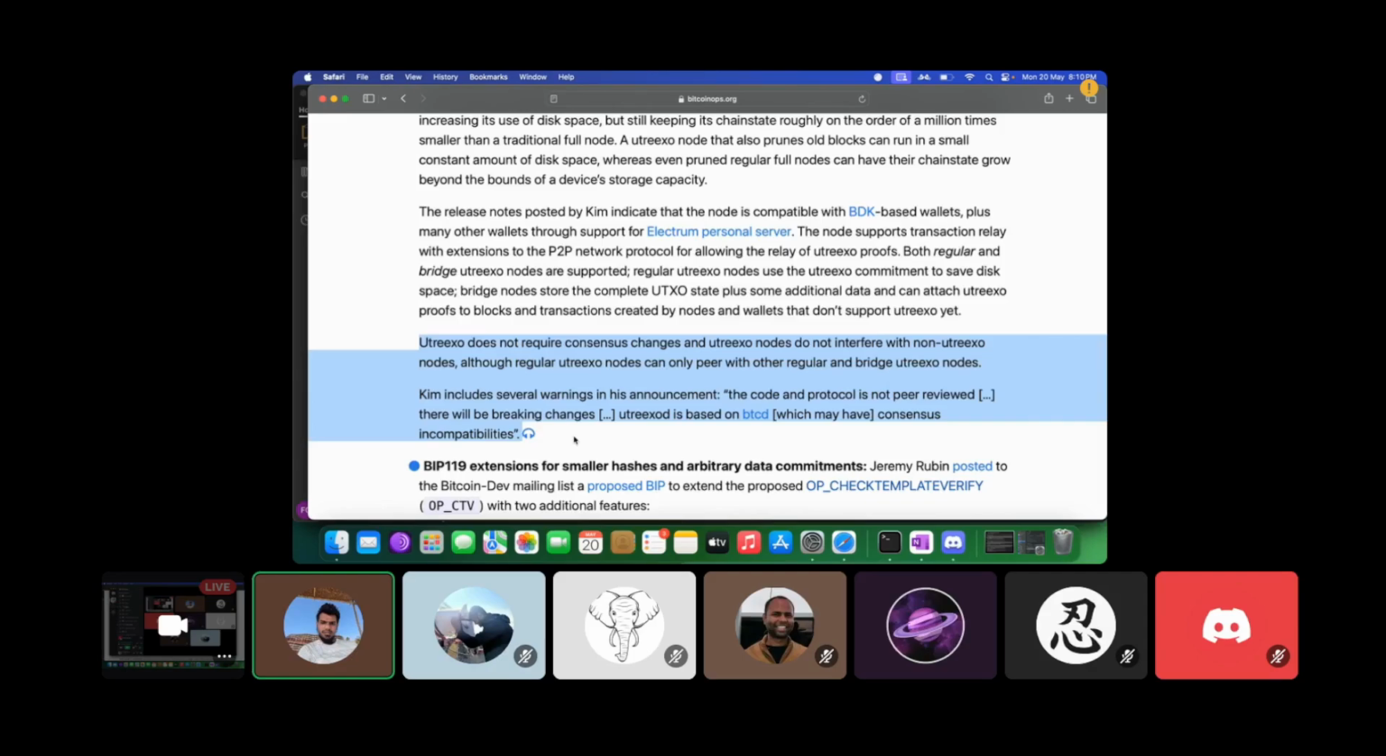Kim includes several warnings in his announcement. The code and protocol are not peer-reviewed. There will be breaking changes. UTreeXO D is based on BTCD, which may have consensus incompatibilities.